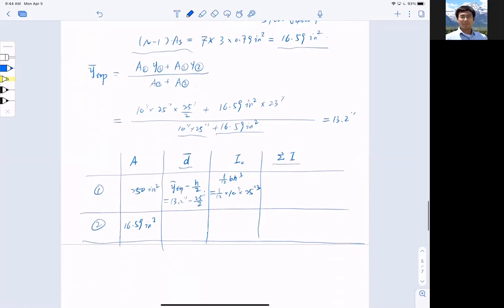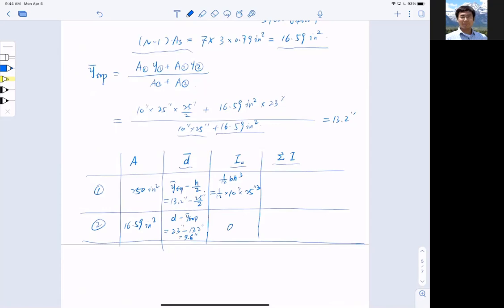And then for the bottom one, what is my area? It is 16.59 inches squared. What is the distance? It is D minus y top. So D equal to 23 inches minus y top 13.2 inches, and this is 9.8 inches. Now for this I naught, it's 0, isn't it? There's no I naught.